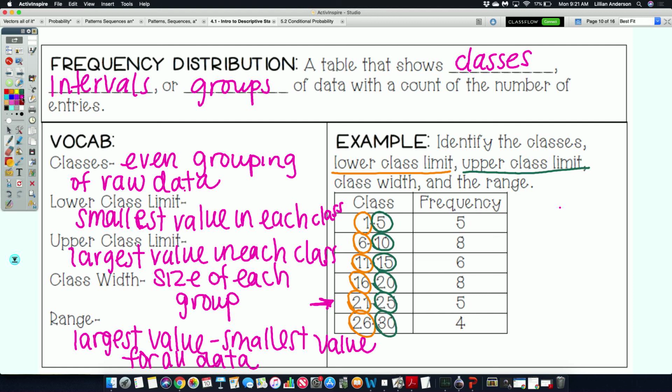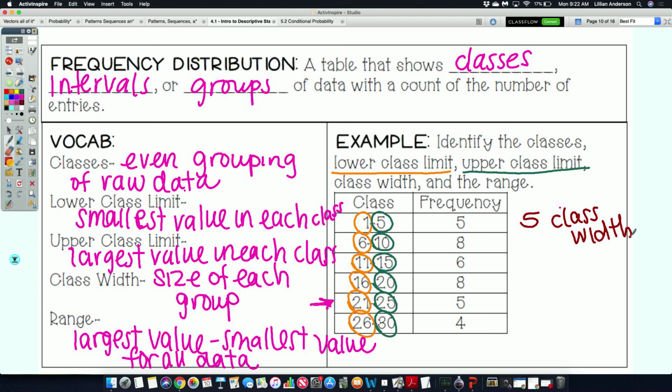If it asks you to identify the class width, you basically look at each class and see exactly how wide it is. What is the class width? 5. It is 5. That includes 1, 2, 3, 4, 5. If you look at, say, this fourth class, 16, 17, 18, 19, 20, every single one has a class width of 5.